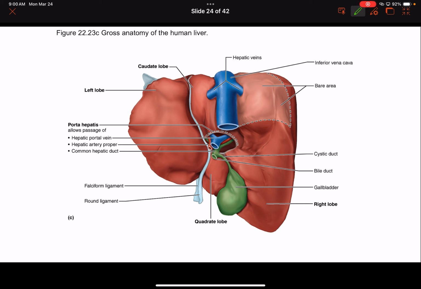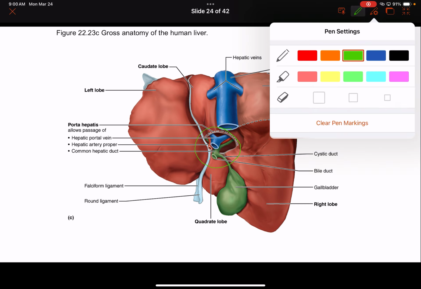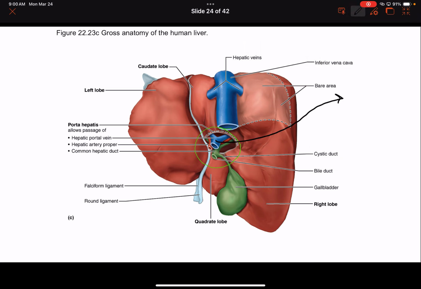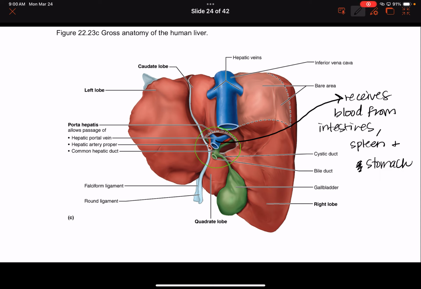And then at the entrance to the liver, we have these three vessels here. One of them is a branch of the common hepatic artery, which is the red one. We have the hepatic portal vein, which receives blood from the intestines, both small and large, the spleen, and although you didn't have to know that vessel, also the stomach. So it receives blood from the intestines, spleen, and stomach in order to filter that blood through the liver before it gets returned to the heart through the inferior vena cava.